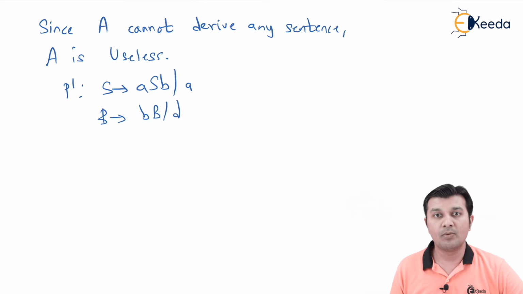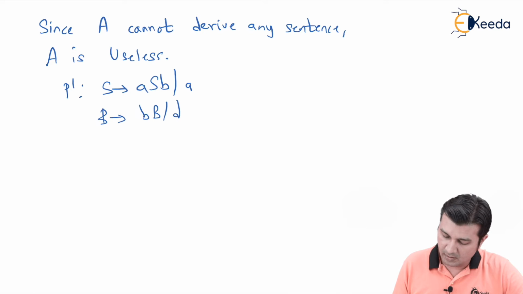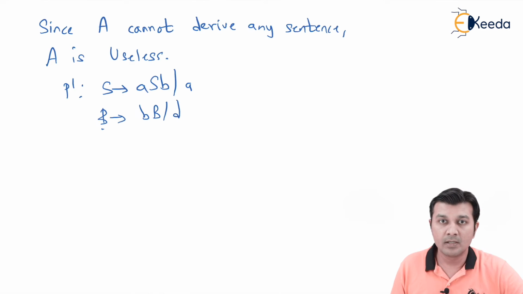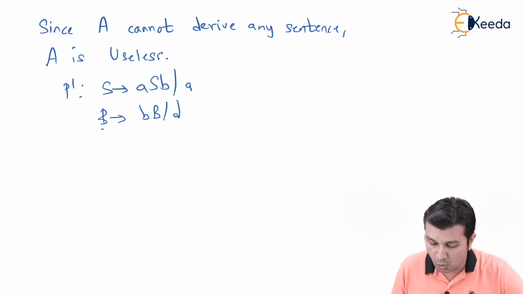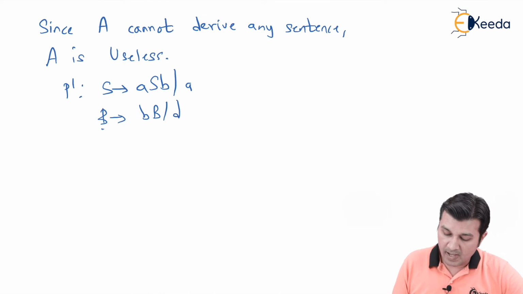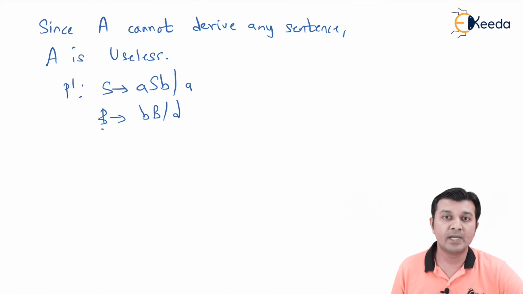Now you observe the problem once again. If I talk of S, my S can give me AS, B or B, whereas I also observe that B can also give me BB or D, but my variable B is not reachable from the start state. Meaningly, my B will never be derived by capital S, and therefore I say variable B is also useless now.